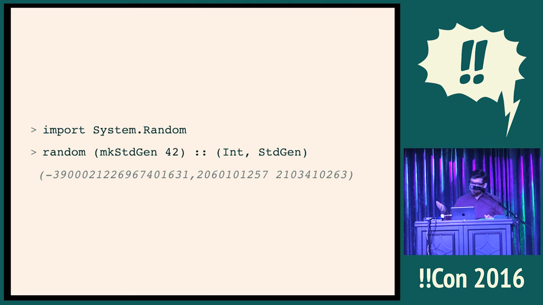So if we call this function again, we get the exact same results. If we take the resulting generator and call random with that, we get the next number in the sequence. So showing this in a functional language like Haskell demonstrates that a PRNG is a state machine. Every time you output a number, you advance the state of the generator.